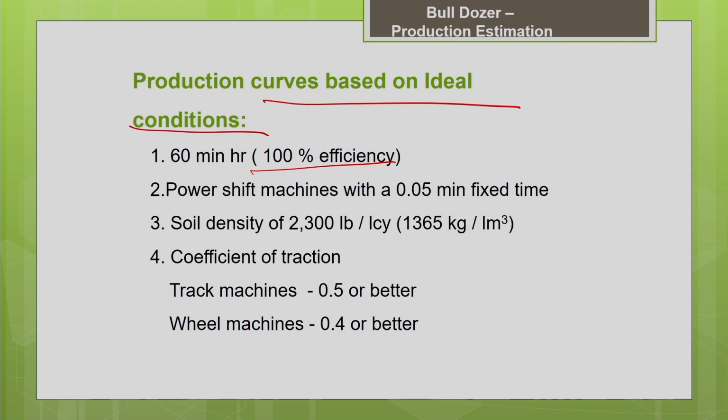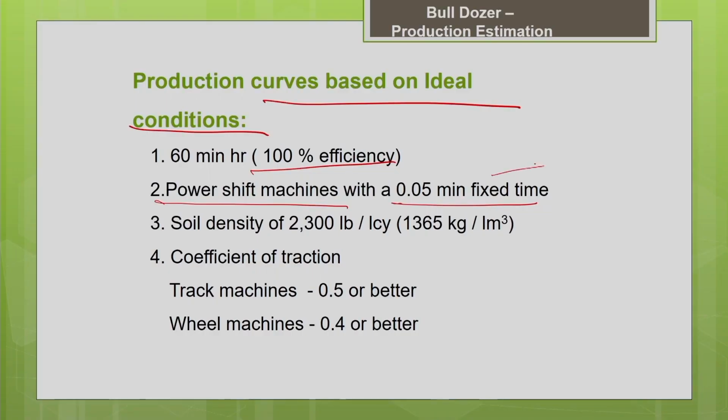Then it is based on the assumption that the machines are power shift machines. That means they are based on a torque converter with automatic gear change. So, their maneuver time is only 0.05 minute. But if the machine you are going to use in your site is based on direct transmission with manual gear change, then accordingly this fixed time will vary.